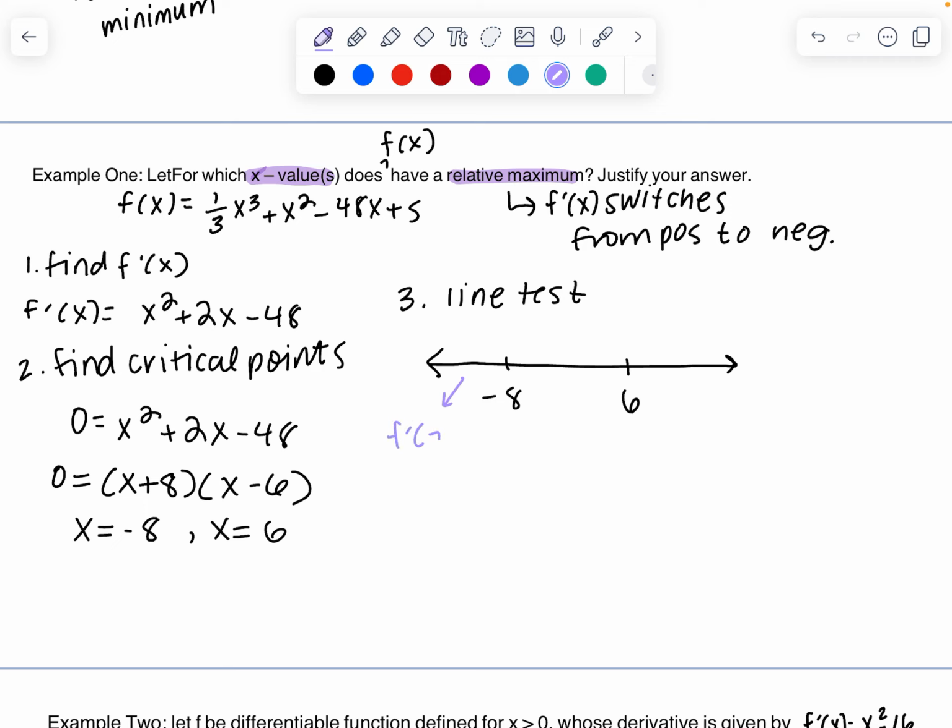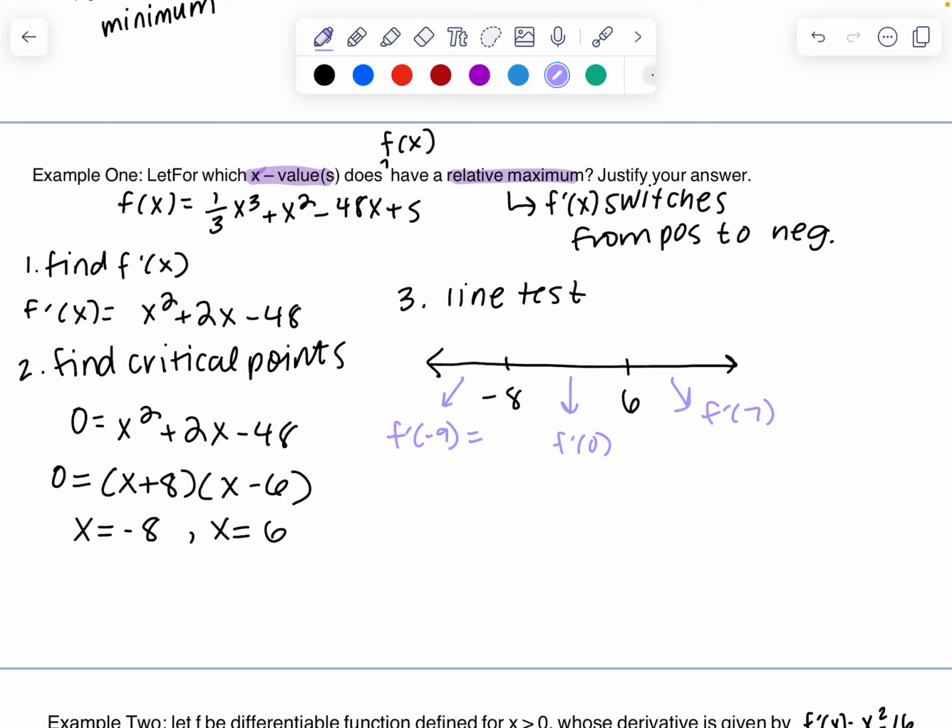I'm going to plug in a number a little less than negative 8 into the derivative, then one in the middle, and then one a little larger. So these are the numbers I'm choosing. As long as you choose a number smaller than negative 8, and sorry, I don't know why I chose 7, that's not smaller than negative 8, I'll choose negative 9. As long as you choose a number in that interval, it should be fine.